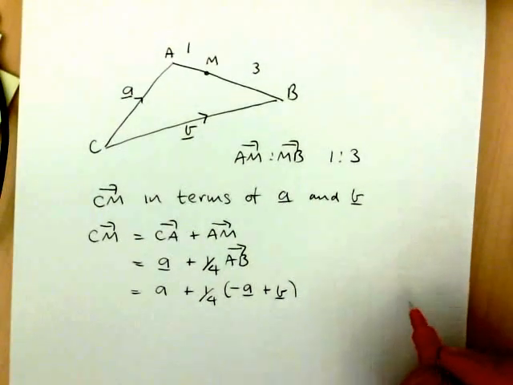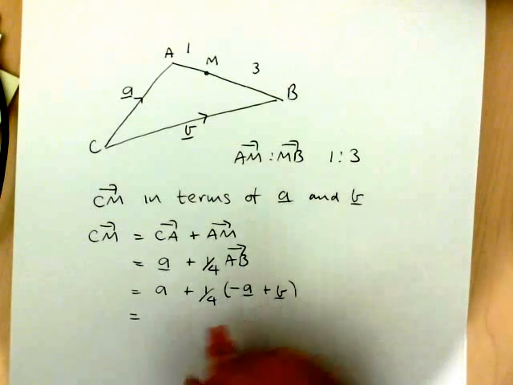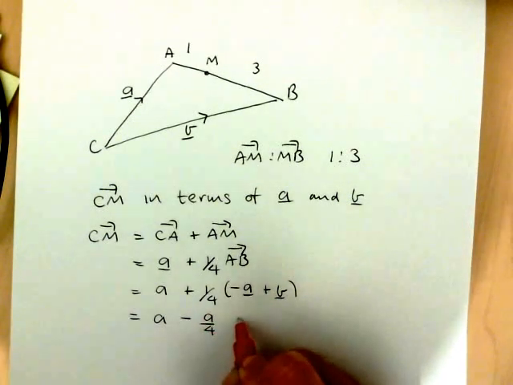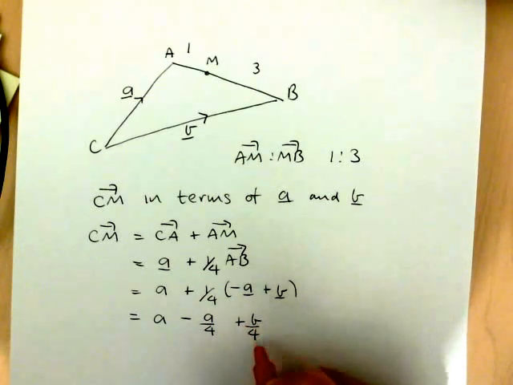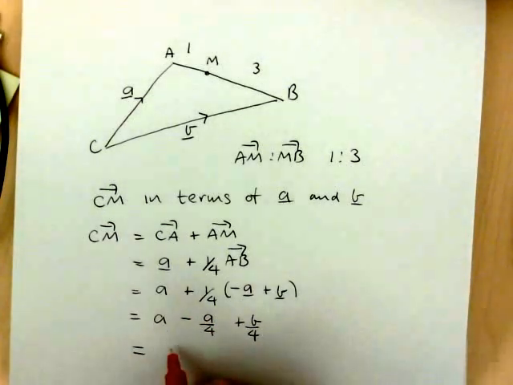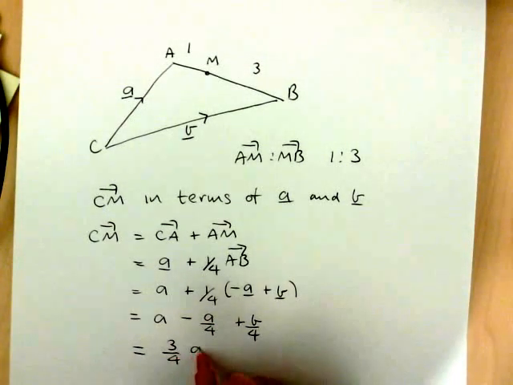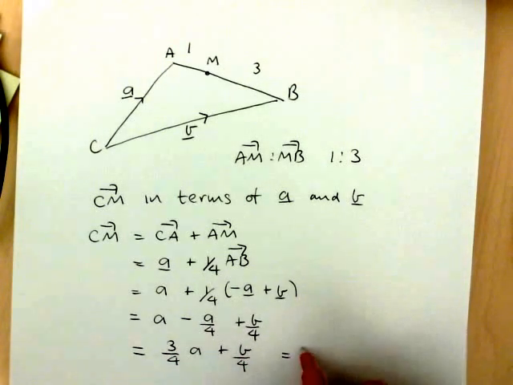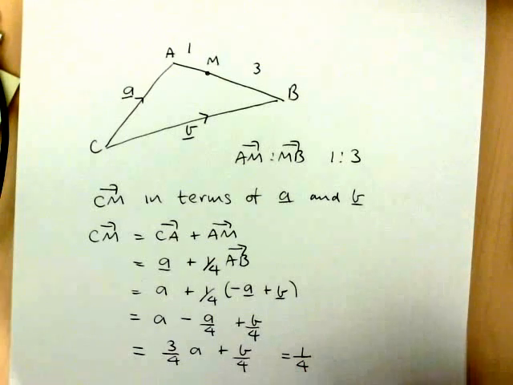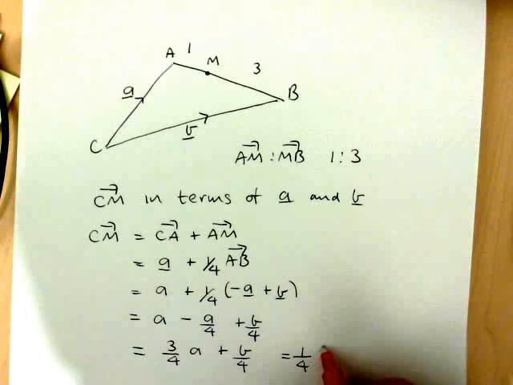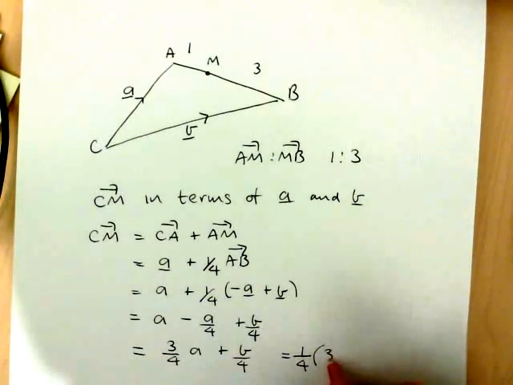And some final tidying up here, so we can express this as simply as possible. That's A minus A over 4 plus B over 4. Now A as a whole, take away 1/4 will leave me 3/4 of A plus 1/4 of B. And I have 1/4 as a common factor, and we've seen before to prove that vectors are parallel or collinear we need to find common factors. And I'm left with 1/4 of 3A plus B.